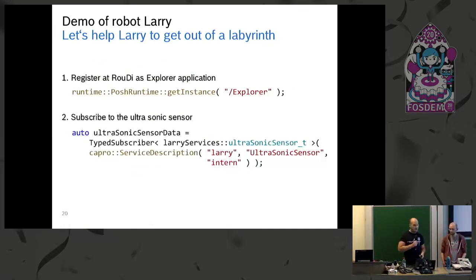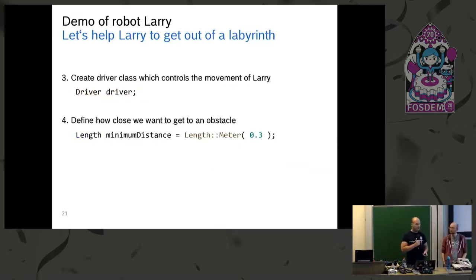The second thing is we are interested in the data from the ultrasonic sensor, and therefore we have to subscribe to it. And every sensor and every sender has a unique ID. In this case, it's Larry, ultrasonic sensor, intern. When we've done this, we have to create a driver class. It's a very simplistic class provided with Larry services, which does the action for us like driving forward, turn right, turn left, stop, and so on. And we have to define the minimum distance for when we are in front of a wall. In this case, 0.3 meters.